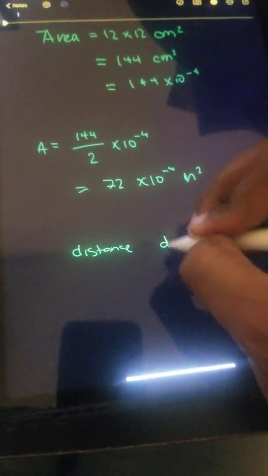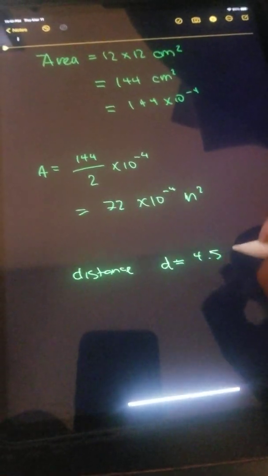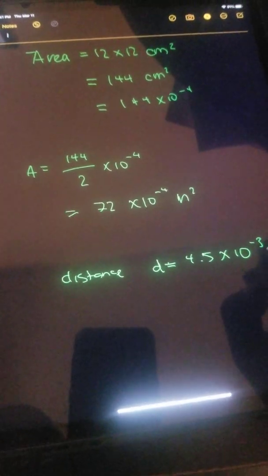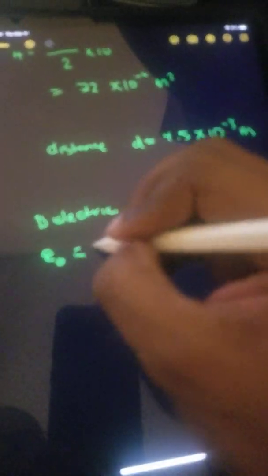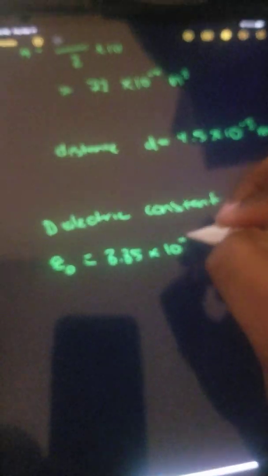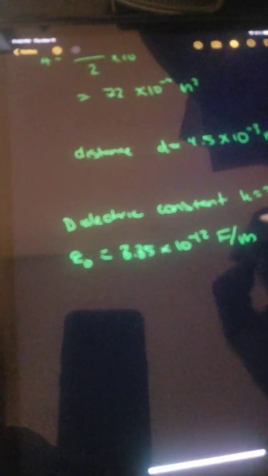And then because the distance of the separation of the plates D is equal to 4.5 millimeters, we know that the distance D is equal to 4.5 times 10 to negative third to convert it to meters. And because the dielectric constant K is equal to 3.4, and E naught is equal to 8.85 times 10 to the negative 12 farads over meters.